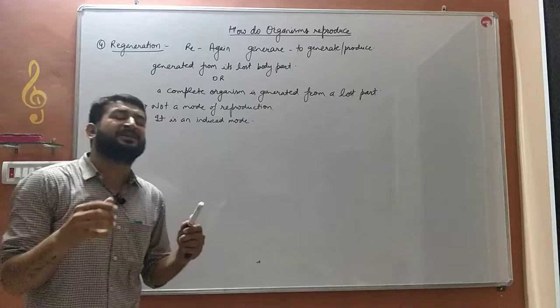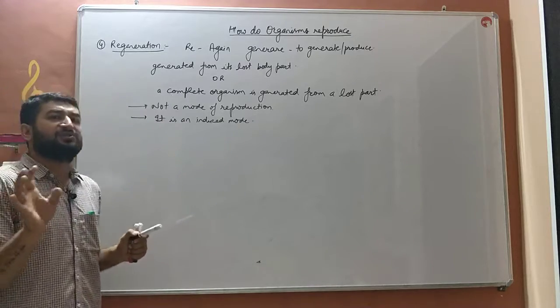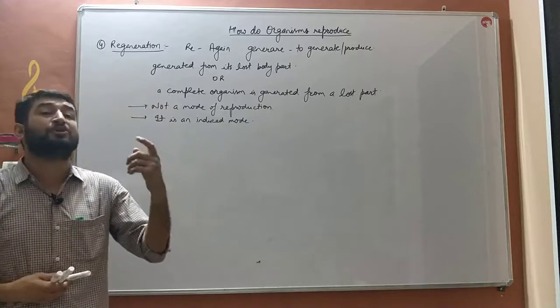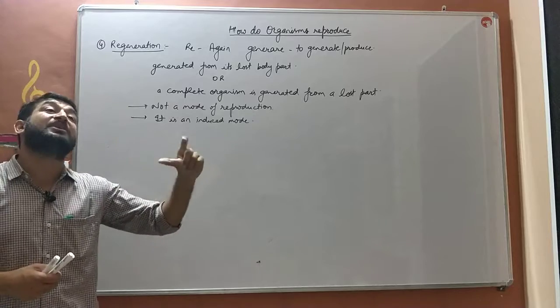In more complex multicellular organisms, regeneration does not occur. The whole part cannot give rise to a young one, but the lost part can be regenerated only.